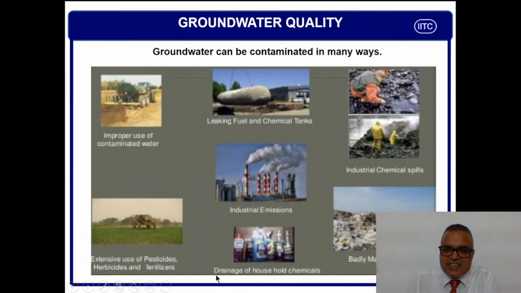Okay, guys. Drainage of household chemicals. We use a lot of toilet cleaners. We use a lot of surface cleaner. We use very good disinfectant. What is going to happen? Ultimately, we are draining these chemicals in our washroom. This will go in the STP plant. Probably this is treated. Unfortunately, if these are not treated, what will happen? Ultimately, this is going to come back to us.